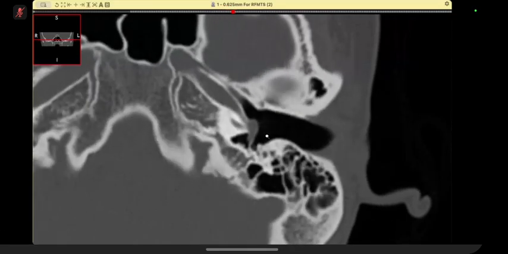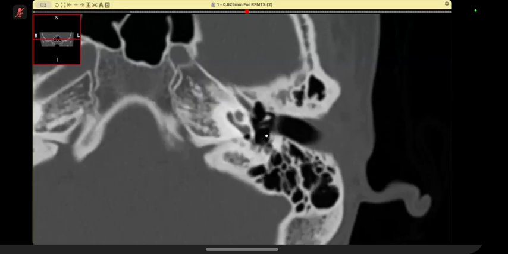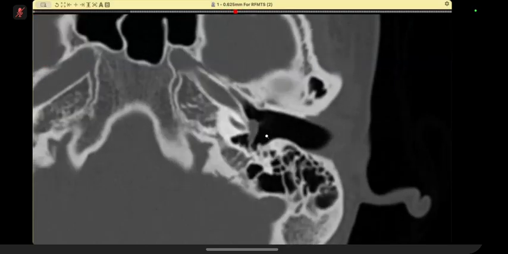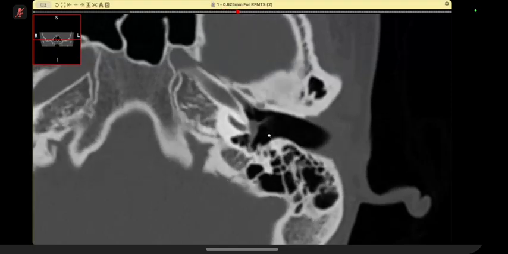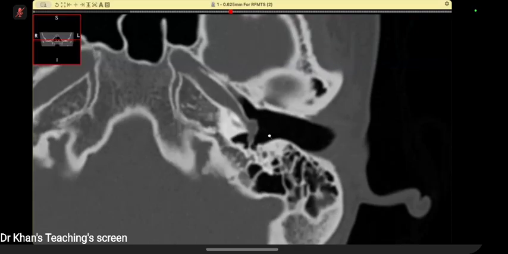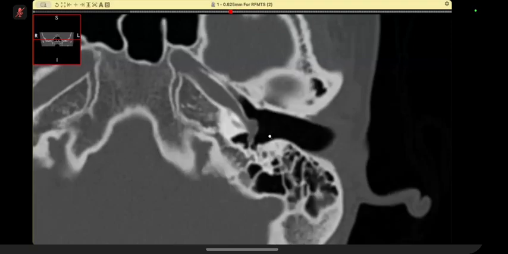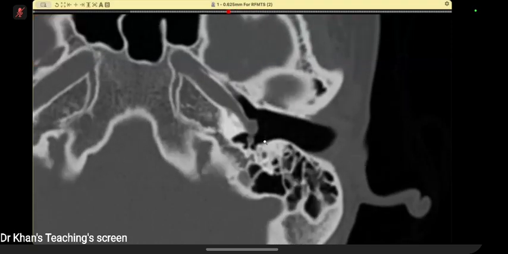This particular case presented with pulsatile tinnitus, and this is one of the causes of pulsatile tinnitus. This case per se is an FRCR level case. It is slightly more specialized, so I don't think it will be for your exam. Having said that, it is a beautiful case to learn anatomy. So this is where we start.